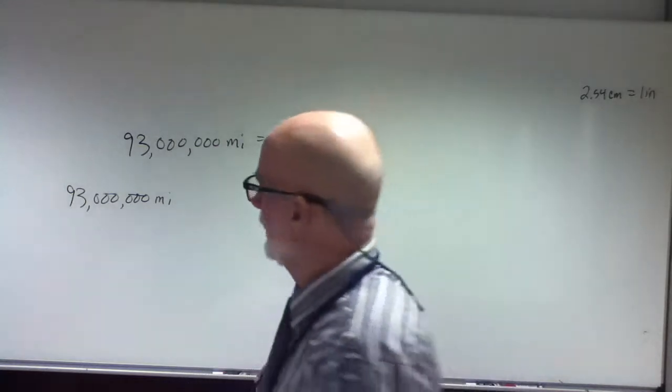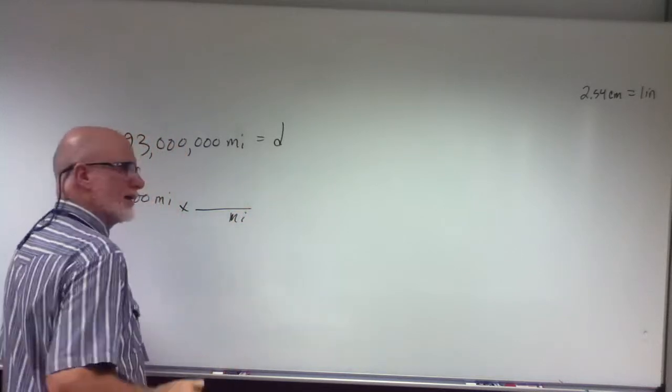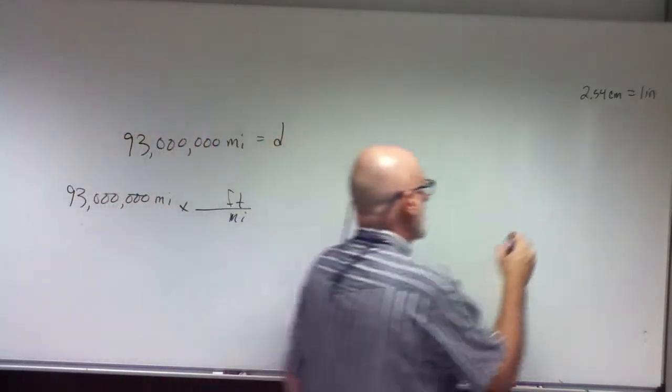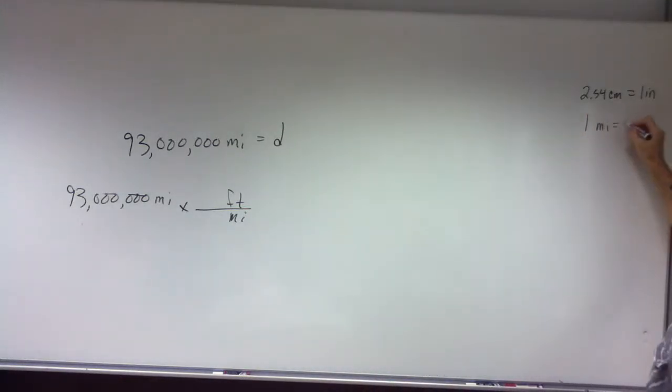Okay. So, miles. We'll go from miles to feet. So, 1 mile, MI, equals 5,280 feet. Okay?